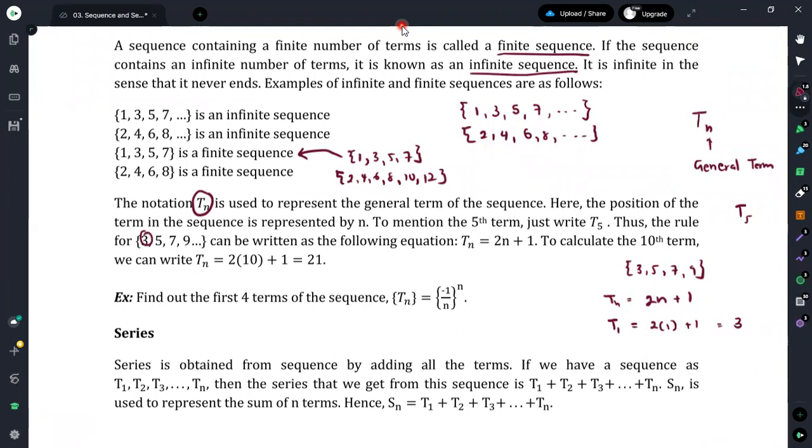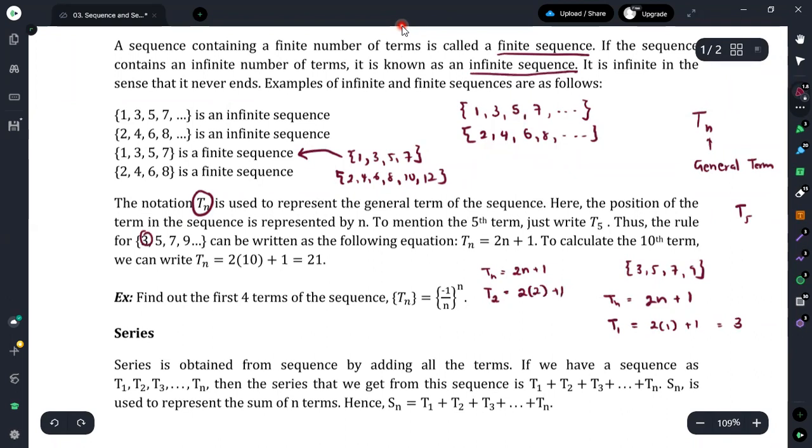Likewise, we can take the second term. Here we have identified that Tn equals 2n plus 1. Then the second term can be obtained by substituting n equals 2. Then this will take the value 2 times 2 plus 1, which is equal to 5. Now you can see that the second value is equal to 5. Therefore, if a sequence is given, then we can easily identify a common term for the sequence, and using this common term, we can simply calculate the value of the nth term.